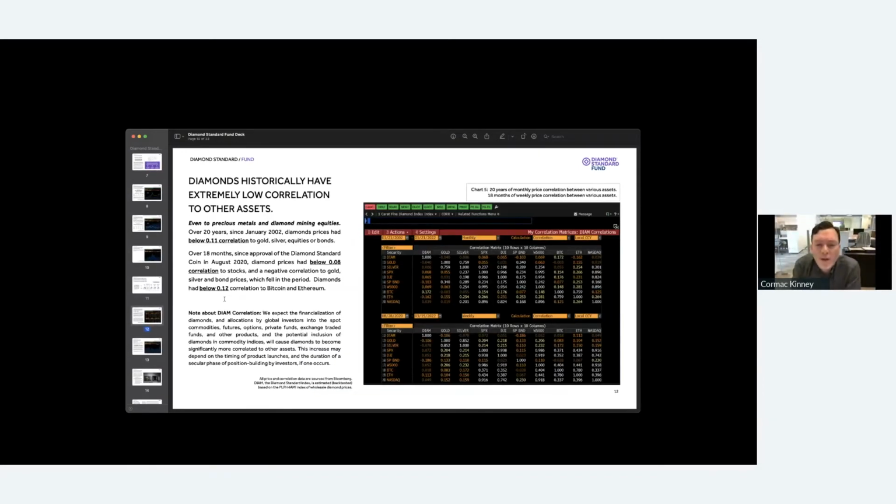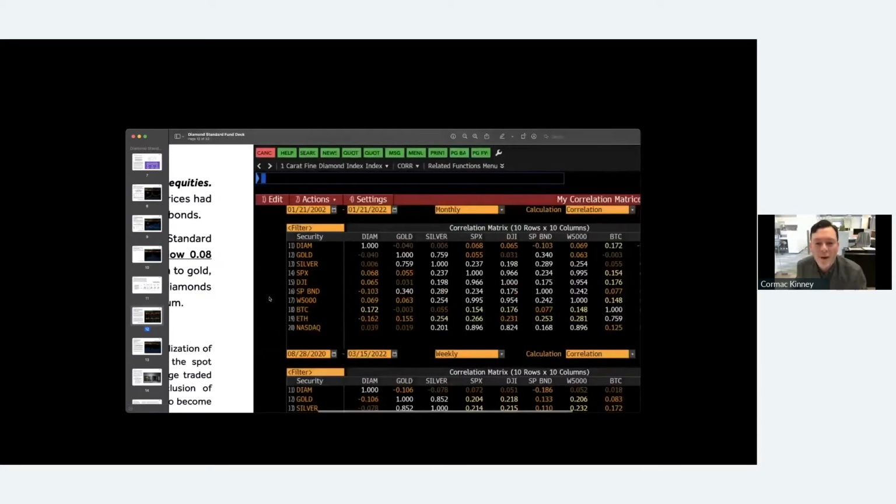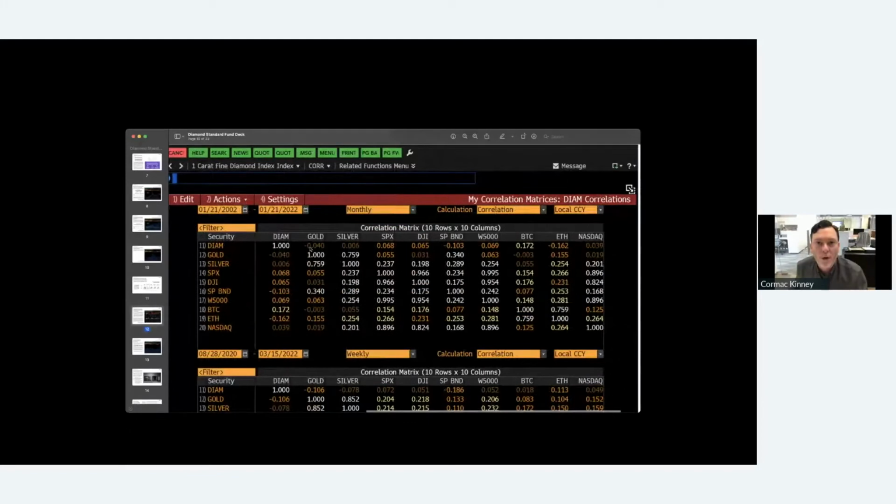So we talked about the price history. I mentioned the correlation. You may not know my background, but before Diamond Standard, I ran a large quantitative portfolio for Tudor Investment Corp, Paul Tudor Jones, and Millennium. So I have a lot of experience with stat arb and correlations and market trading in general. I've built over 100 trading systems. I've never seen an asset that essentially has a 0.0 correlation to its peers.